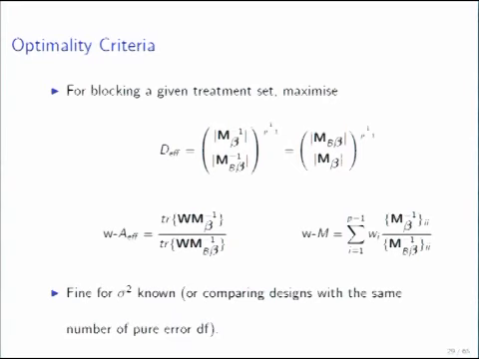These are also fine if we know sigma squared, or if the designs we are comparing have the same degrees of freedom for pure error. So when we block, we don't lose any degrees of freedom. So that is the D efficiency or the A efficiency or whatever.